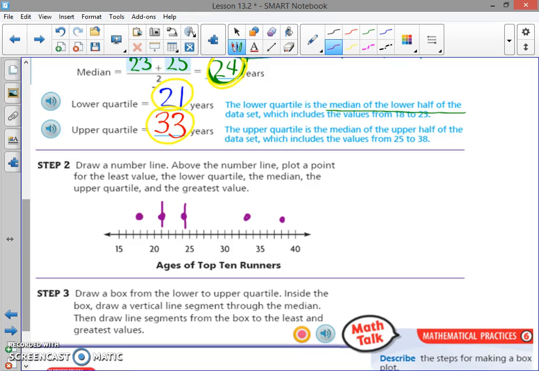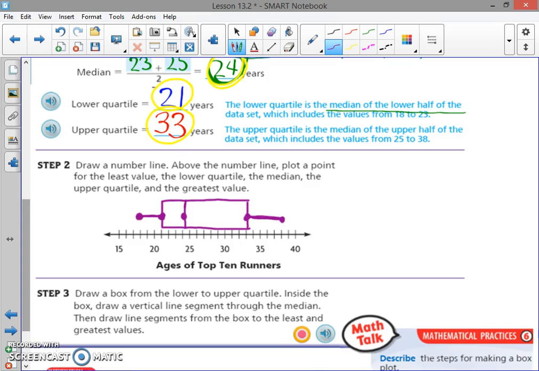Our lower quartile gets a line through it. Our upper quartile gets a line through it. You box them in, and then you reach out. I call those whiskers. Sometimes I think this was called a box and whiskers. Maybe I'm wrong, I'll have to look that up. So you whisker out to the highest and to the lowest, and there you have your box plot of the ages of the top 10 runners.